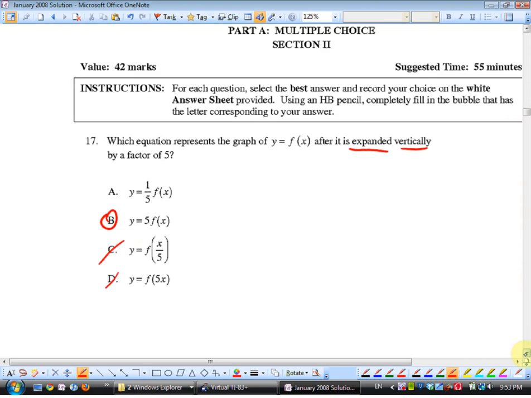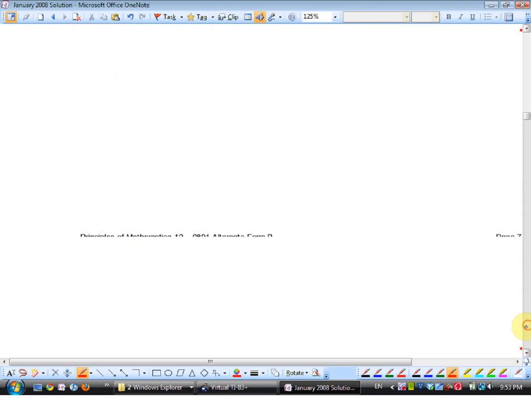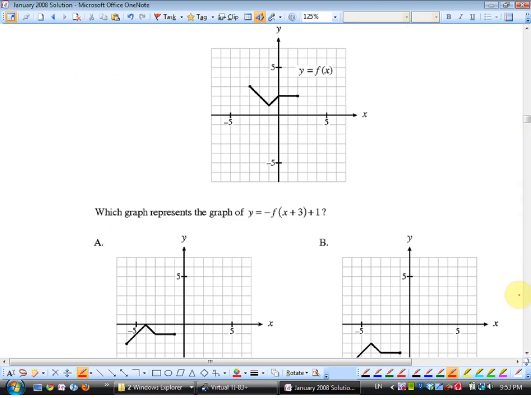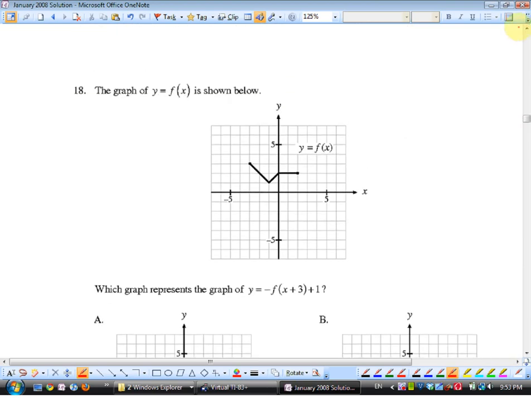Serious? That was the only question on that page? Okay. The graph of that is shown below. Which of these represents that there?